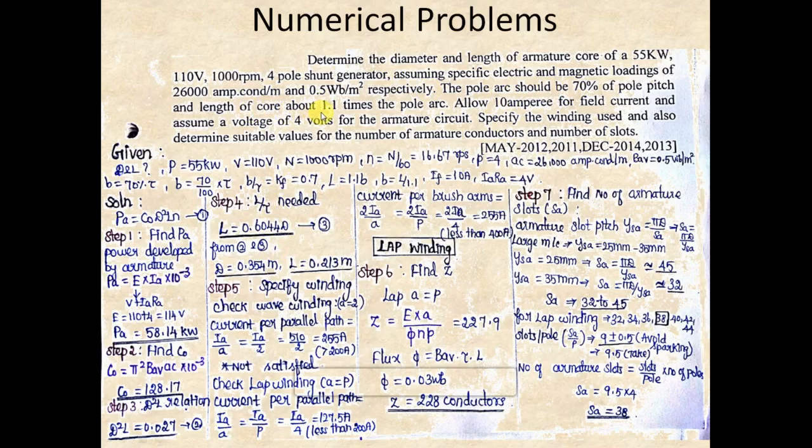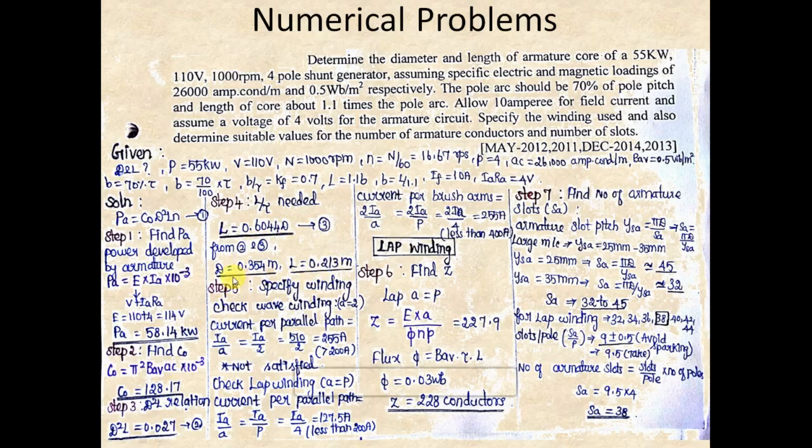That is, the length of core is about 1.1 times the pole arc. L is equal to 1.1 times B, and B is 70% of pole pitch. This pole pitch is actually pi D by P. So after making the substitution in this relation, we will be able to get a relation in L and D, that is L is equal to 0.6044 D. Solving these two relations, we can identify the values of D and L.